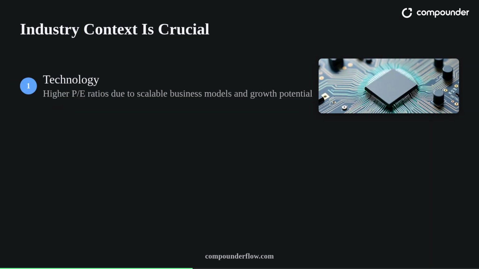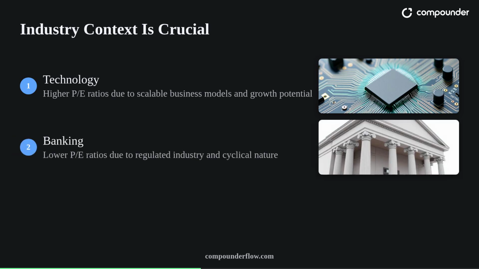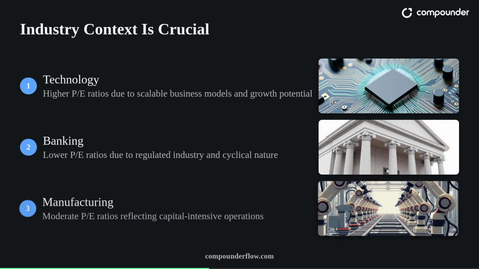Industry comparisons are crucial for meaningful analysis. Comparing a tech startup's PE to a bank's PE is like comparing a race car to a freight train. They serve different purposes entirely. Software companies typically have higher PE ratios than manufacturing companies because their business models scale differently.